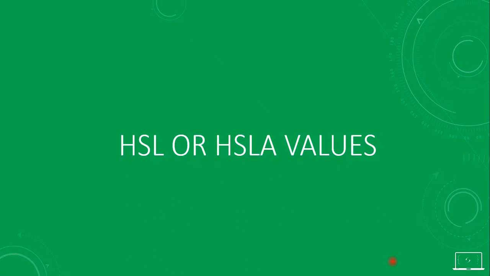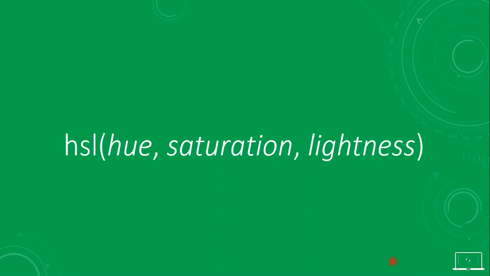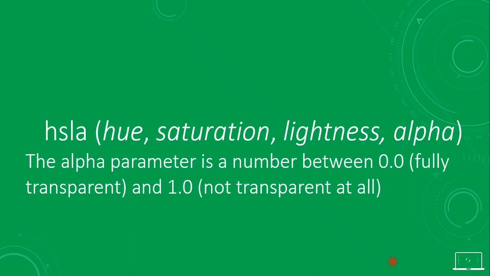After this is HSL, which stands for hue, saturation and lightness, while HSLA color values are an extension of HSL with an alpha channel, that is opacity. The syntax of HSL is hue, saturation, lightness, while the syntax of HSLA is hue, saturation, lightness, alpha, where the alpha parameters are same as that of RGBA.